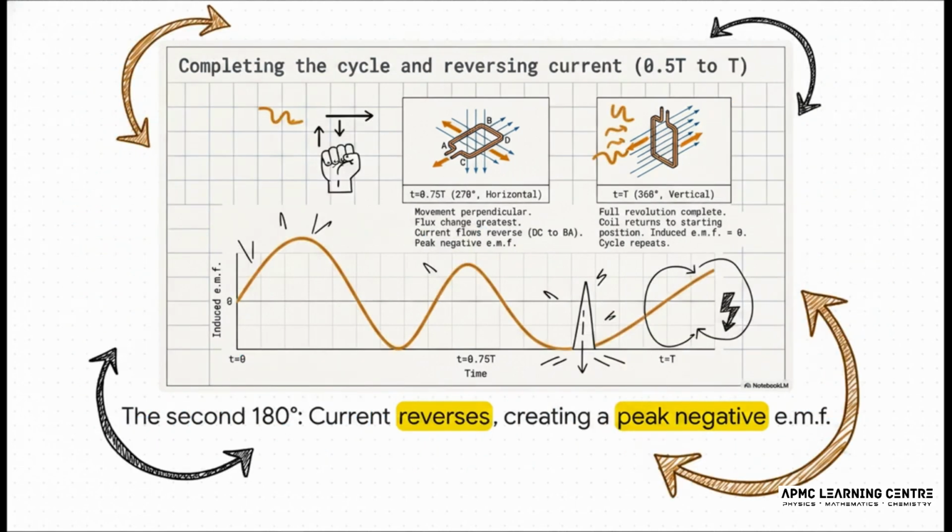Then, as it keeps going to 180 degrees, it's vertical again, and the voltage just drops right back down to 0. Now for the second half of the spin, remember Fleming's right-hand rule? That side of the coil that was moving up a second ago is now moving down, and what does that do? It reverses the direction of the current.